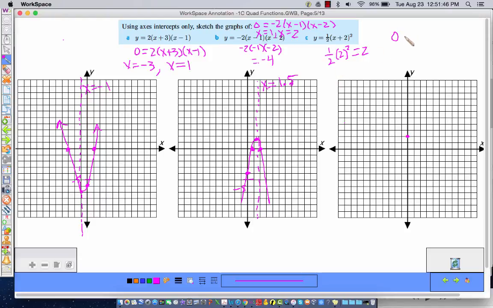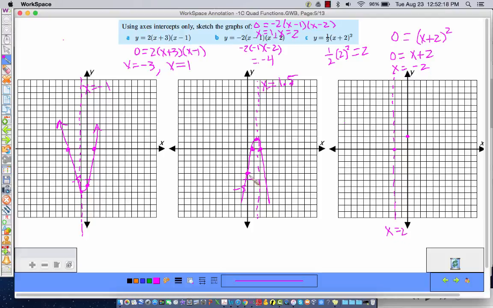And if I let y equal 0, then I get 0 equals (x plus 2) squared. The square root of 0 is 0, so 0 equals x plus 2, taking the square root of both sides. X equals -2. So that means, since I only have one x-intercept, the graph is going to touch the x-axis right there. So our axis of symmetry is x equals -2.